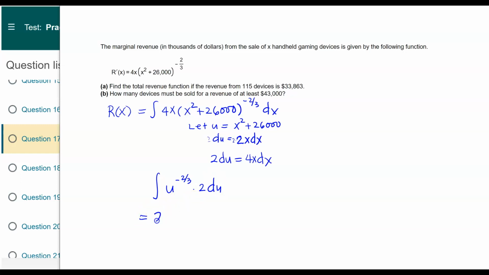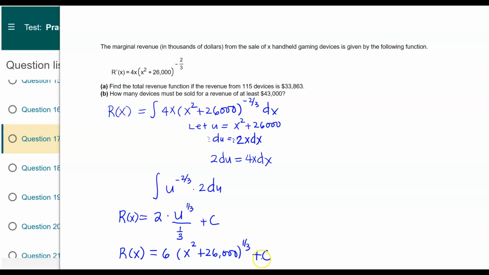So you would take out the 2 and just integrate u to the negative 2/3. U to the negative 2/3 becomes u to the negative 2/3 plus 1, which is 1/3, all over 1/3 plus c. So that's your revenue function. So R of x, now write this in terms of x, is equal to this. You get the reciprocal of 1/3, then multiply that by 2, so you have 6, and then u is x squared plus 26,000 to the 1/3 plus c.